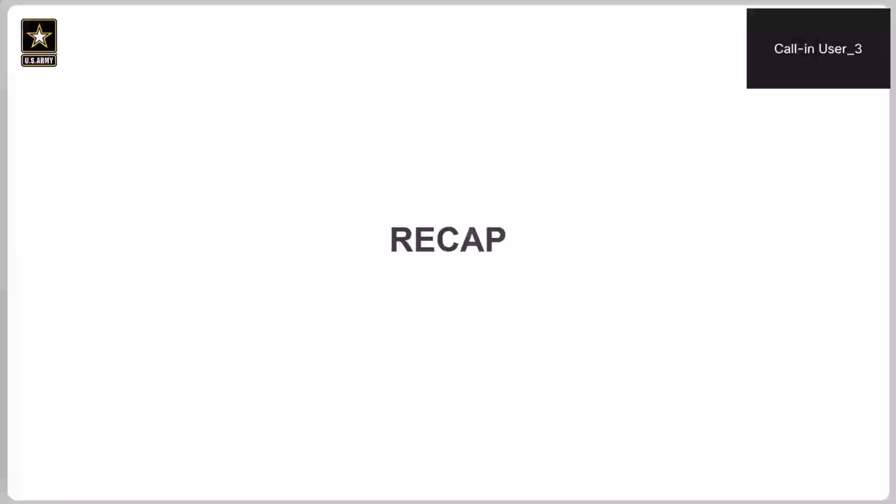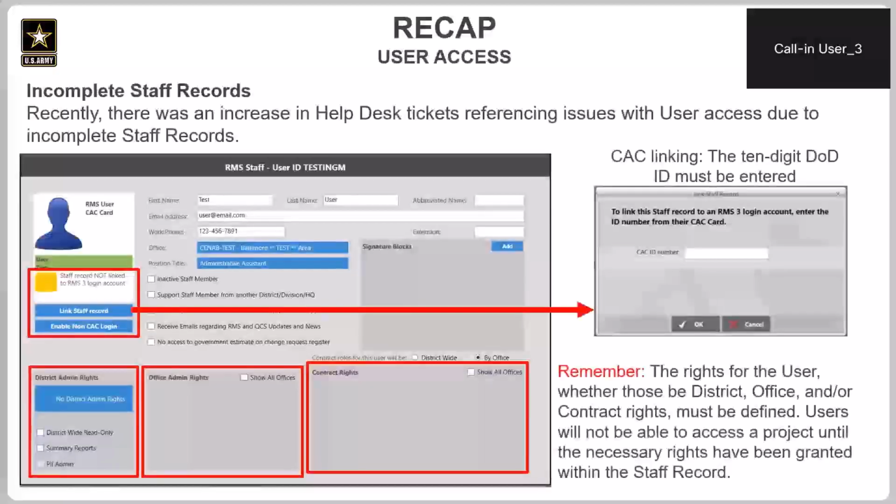Okay, so before we start with today's topics, we thought it'd be a good idea to just do a brief catch up on what was covered in the previous Train the Trainer session. Last time we basically tried to cover a lot of the beginner basics for administrators within RMS. And part of that was setting up staff records. Also recently, we did notice that there was an increase in help desk tickets coming in referencing issues with user access. And those issues were stemming from incomplete staff records.